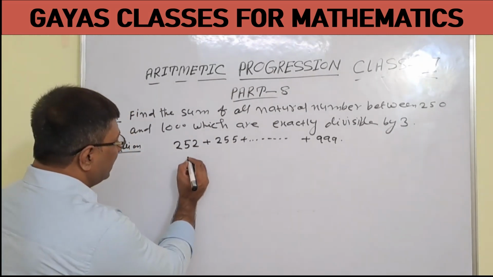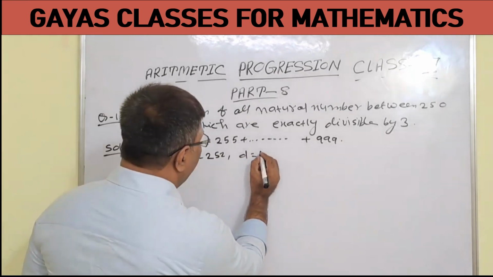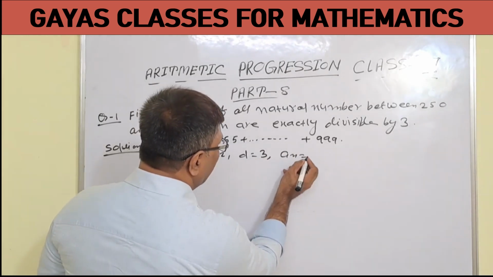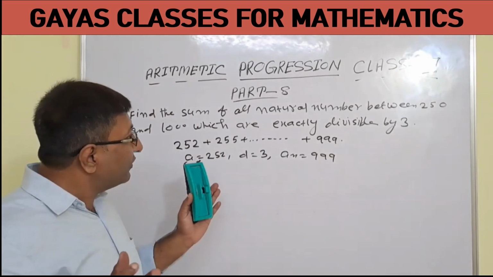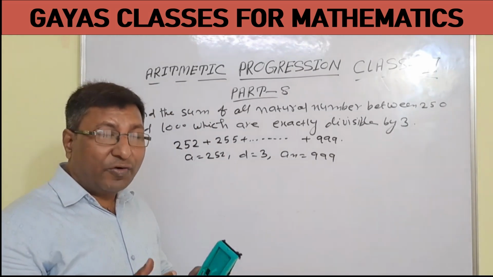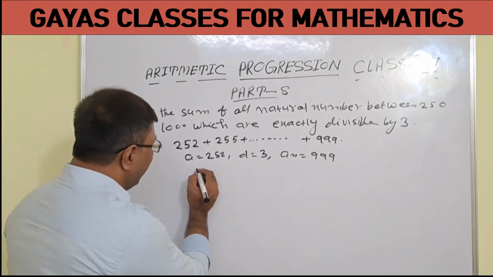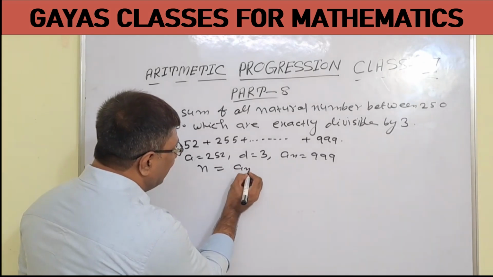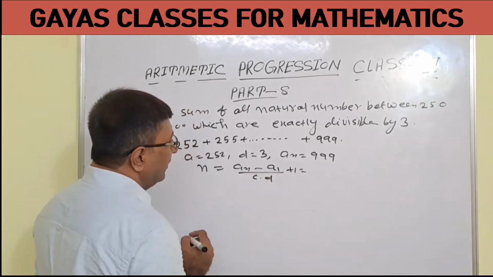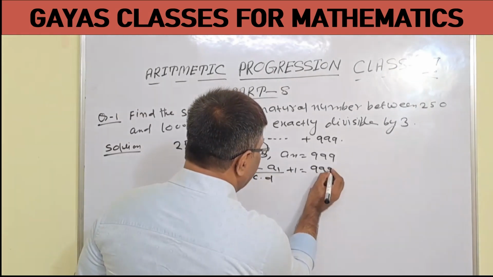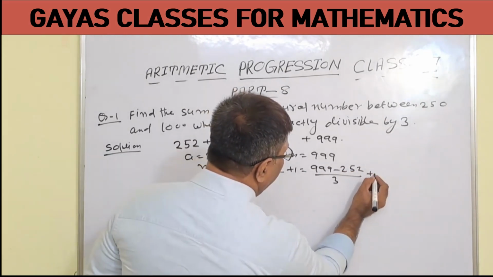Here the first term, that is a, is 252, the common difference is 3, and the last term is 999. We need the sum of all terms of this series. First we have to find the total number of terms, that is n. The simple technique for finding n is: last term minus first term, divided by common difference, plus 1. So here the last term is 999, the first term is 252, common difference 3, plus 1.